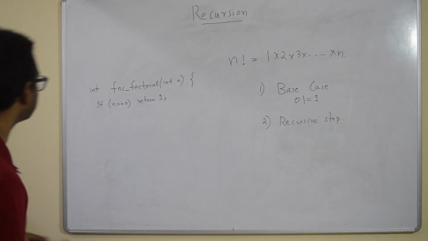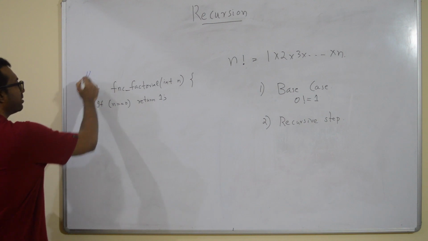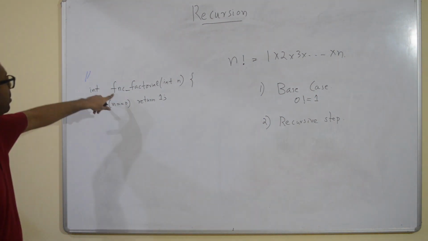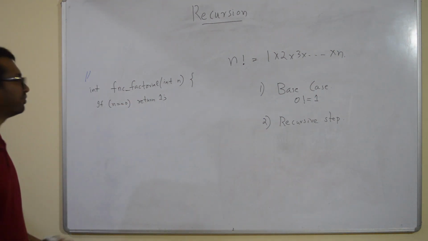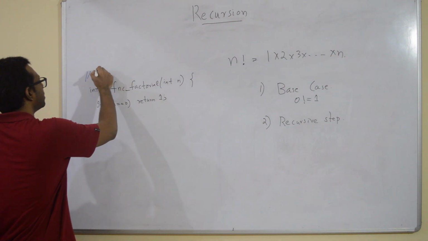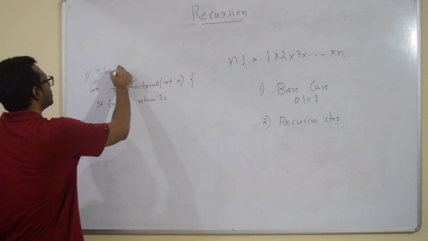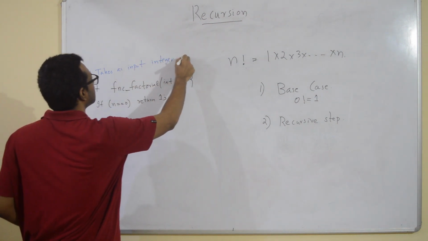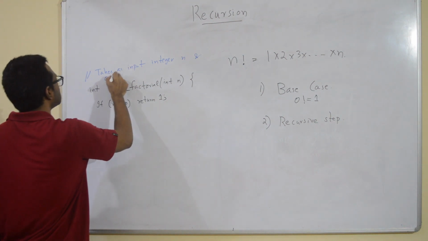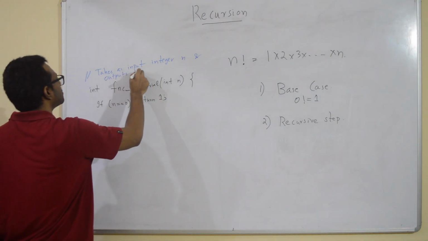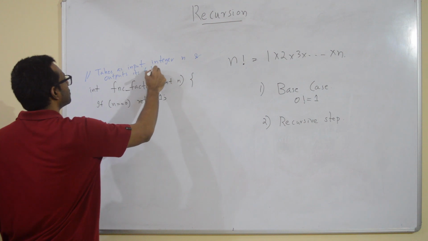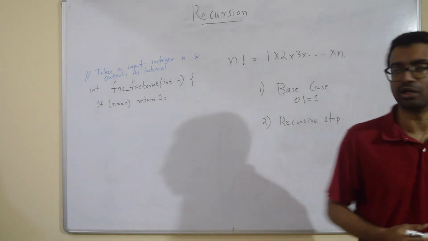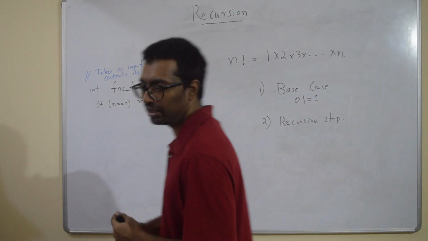Right. So let me just write here as a comment. What does this function do? Because this is something you have to write. Whenever you write a function, you need to write what this function does. The function takes as input an integer n and outputs its factorial. Output here means it returns its factorial.